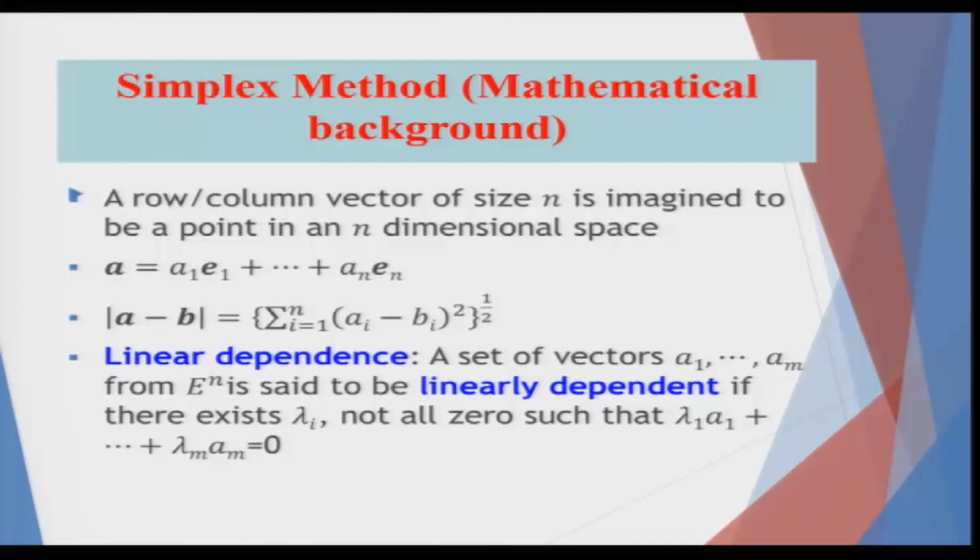So, any vector A would be comprised of A1 to An multiplied by the unit vectors in the directions E1 to En. And what is E1? If it is of dimension n, the first element will be 1 and the second to the nth are all 0. For E2, the first is 0, the second is 1, and the third to the nth are all 0. Similarly, for the last one, En, the first to the (n minus 1)th are all 0, and the nth is 1.